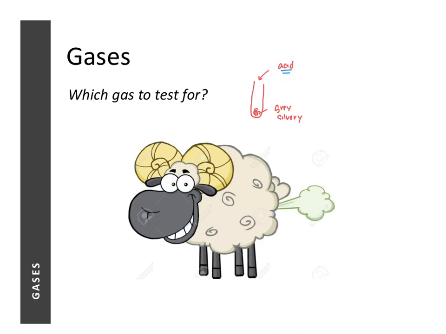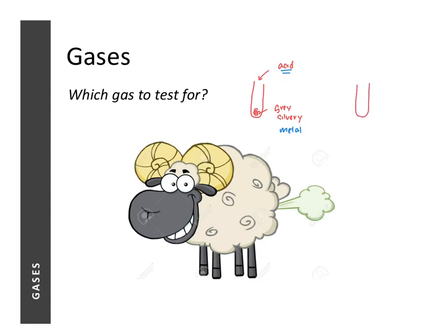All right. The fact that the solid is a gray silvery solid should tell you that it is a metal. So when acids react with metals, it will produce hydrogen gas. All right, so we should be testing for hydrogen gas.